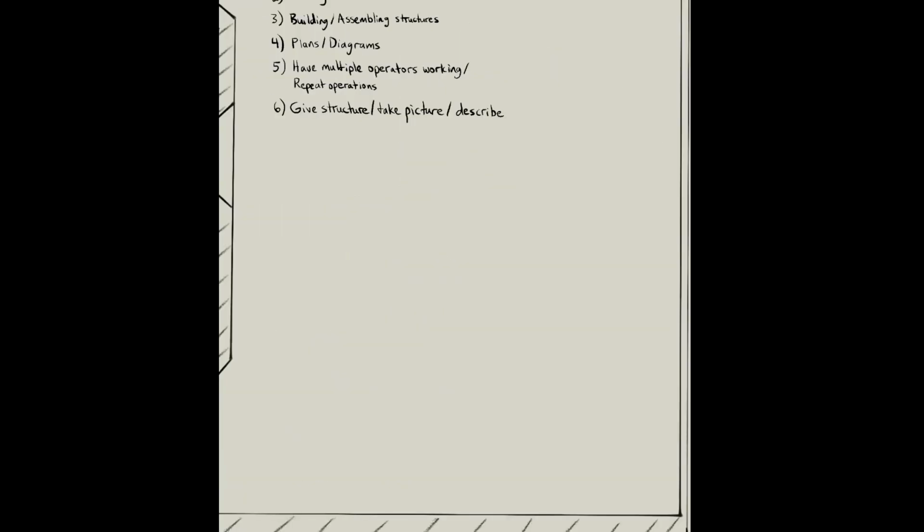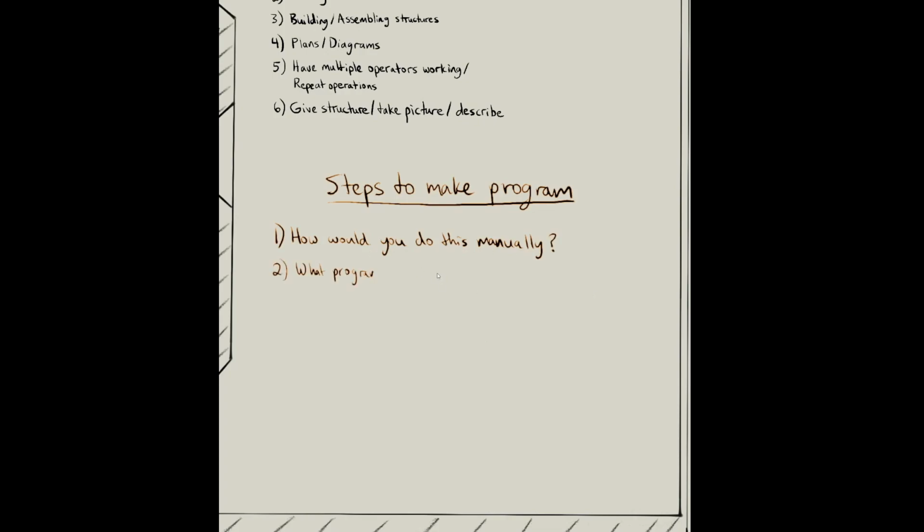All right, so now these are kind of the building blocks. What are the actual steps we perform to go ahead and make a program? So first, you've got steps to make a program. So one, how would you do this manually? So this is going through the process. Okay, we've got some work to do. How would I actually approach this myself? So that you know what steps you can take programmatically to do the exact same thing.